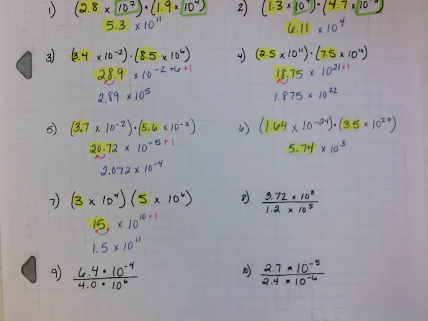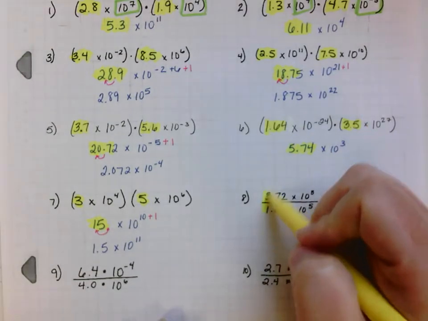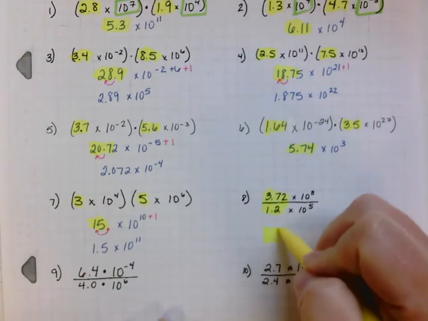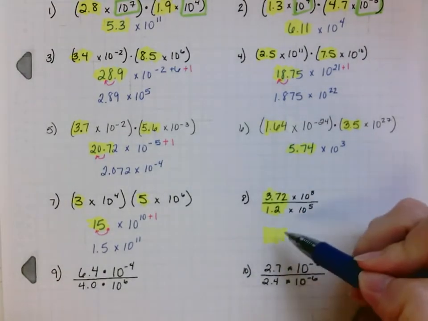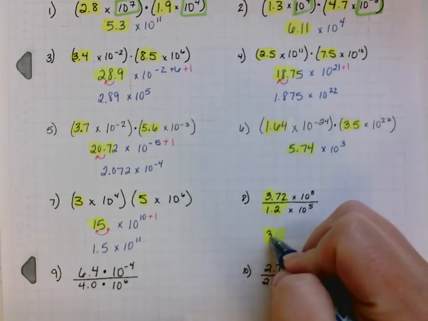So in number 8, we'll divide the front numbers first, and that will give us our new front number, and then we'll work with our powers as well. So 3.72 divided by 1.2 gives us 3.1.